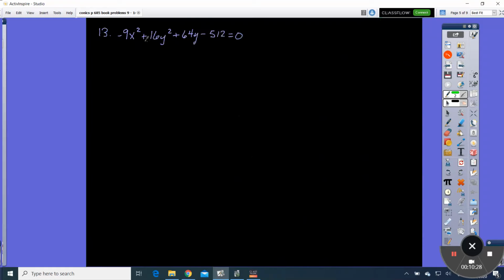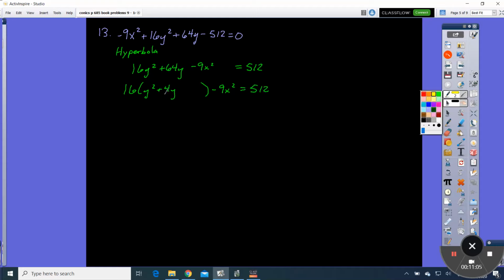Question number 13. Again, I have two of them that are squared, but this is a negative in front of the x, so therefore I know this is a hyperbola. So 16y squared plus 64y minus 9x squared. There's nothing else to go with my x's, equals 512. I factor out a 16 from the y's, so that's y squared plus 4y, minus 9x squared. There's nothing more to do with that, equals 512.